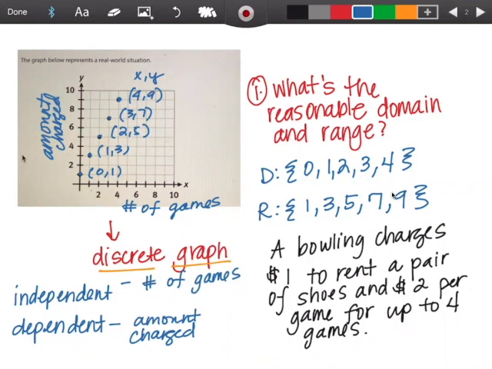So if you only play one game, then you would only pay $3. If you play two games, then you would pay $5. So the amount of money charged depends on the number of games played.